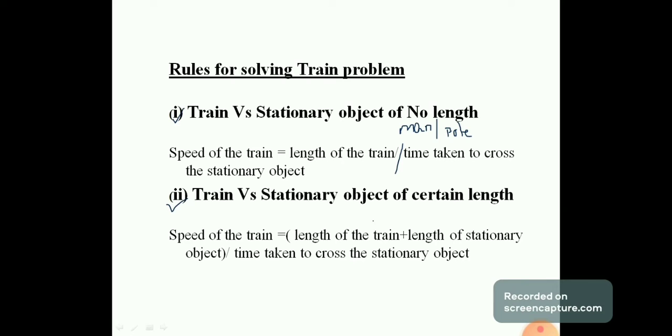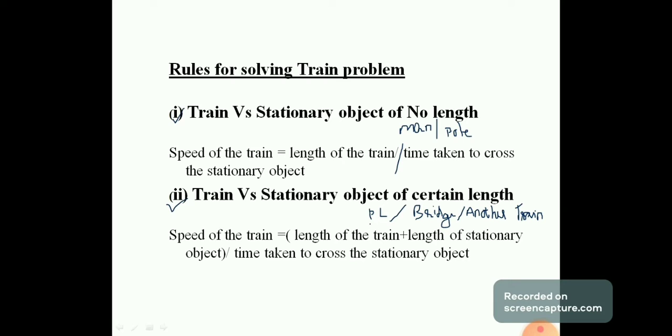Second one is train versus stationary object of certain length. Stationary object of certain length means a railway platform or a bridge or another stationary train, something which has some horizontal length compared to the length of the train. Here the speed of the train equals length of train plus length of stationary object divided by time taken to cross that stationary object. So that is the second rule.